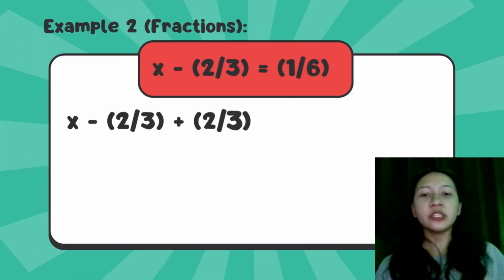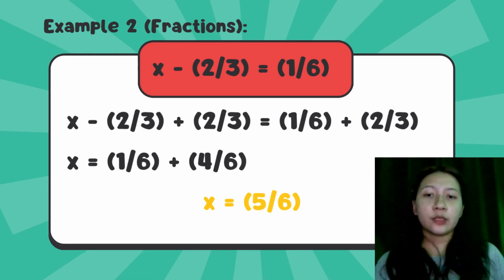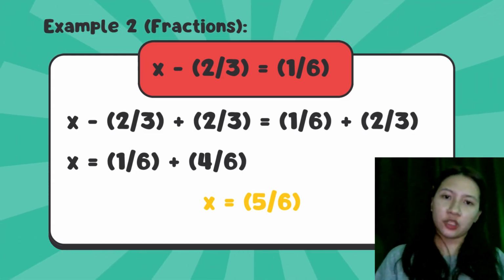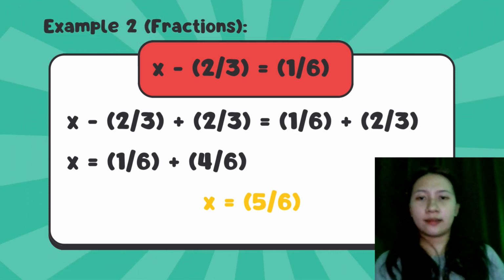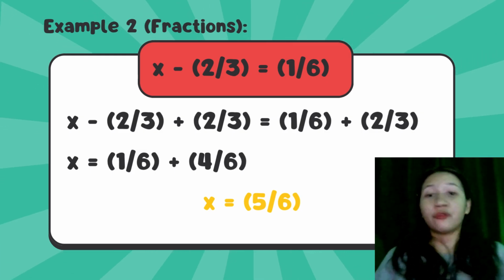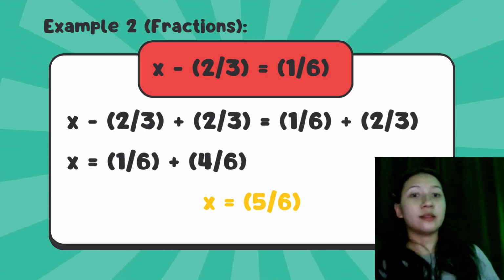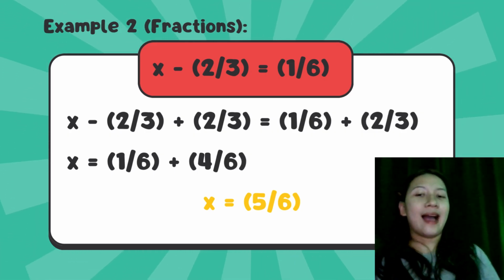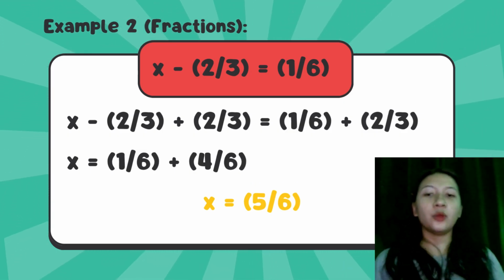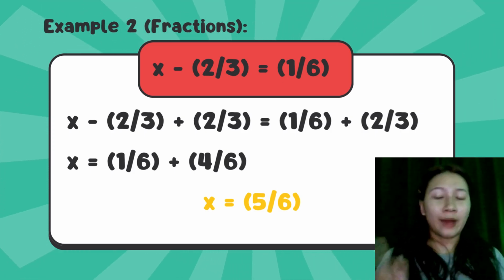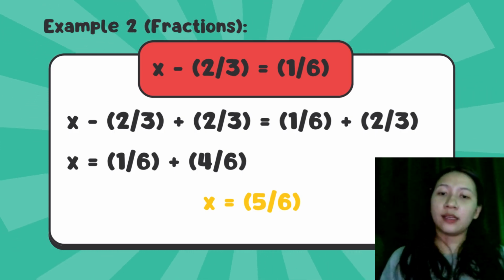Now, if you understand the first example of whole numbers in addition, let's proceed to example 2, which is a fraction. We have x minus 2/3 equals 1/6. Again, we're missing a part. To find x, we add 2/3 to both sides. But we need the same size pieces to add fractions, so we change 2/3 to 4/6. What we have now is x minus 2/3 plus 2/3 equals 1/6 plus 4/6.